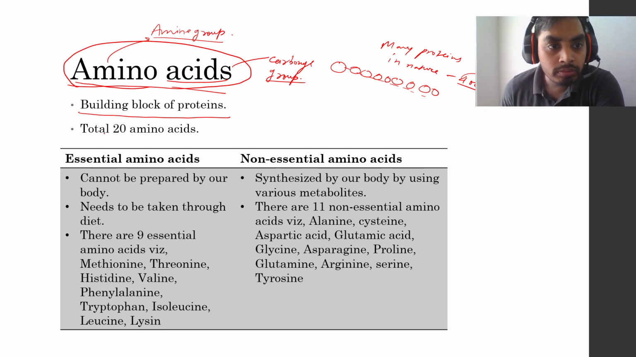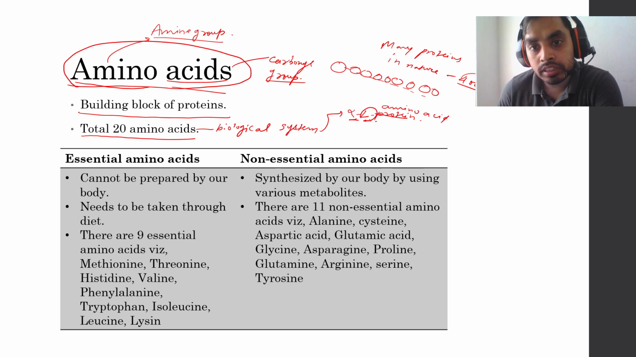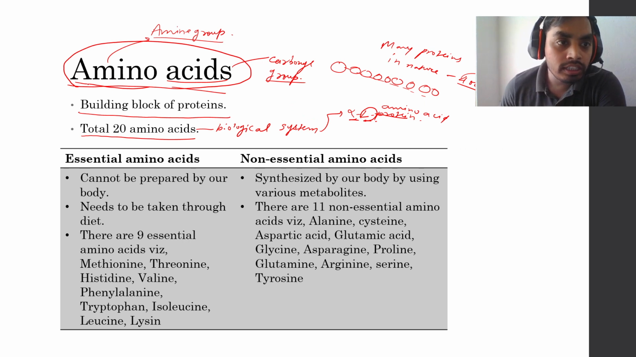But in the biological system, there are basically 20 amino acids present, and most of these amino acids are alpha L amino acids. We will talk about what alpha means and what L means in further slides. Amino acids are the building blocks of proteins, chained together to form proteins of various kinds.